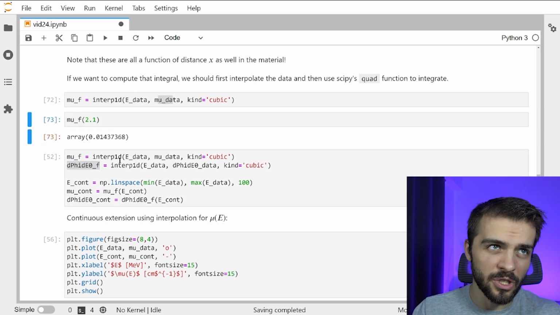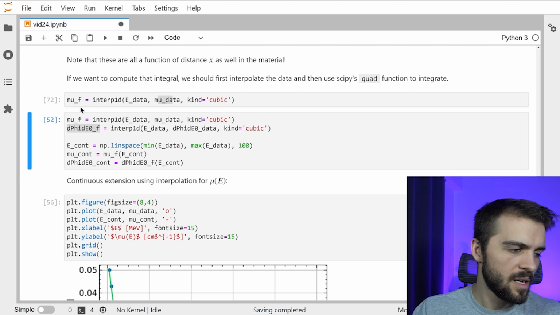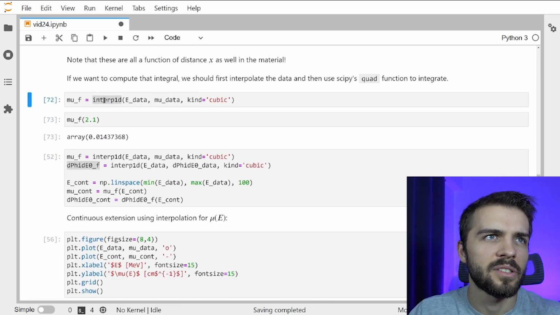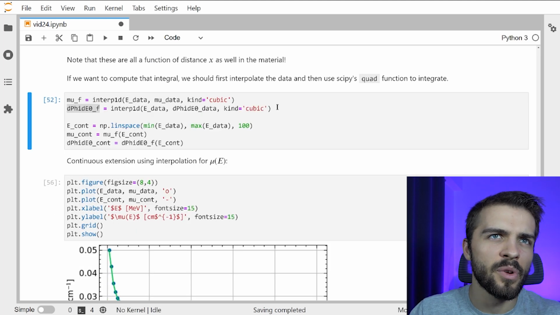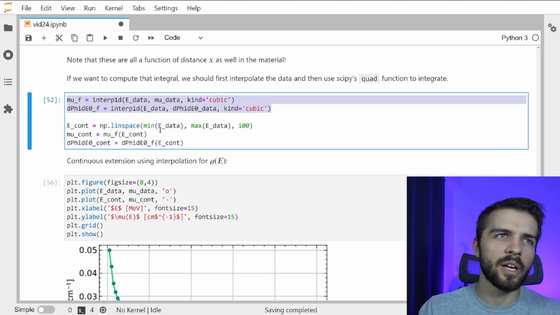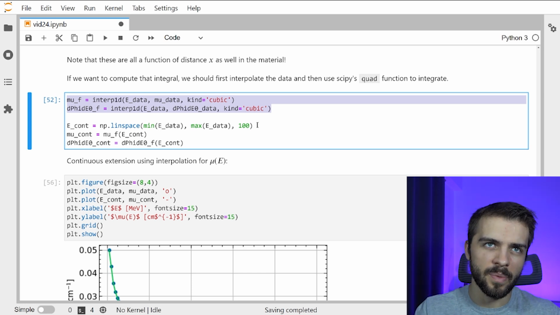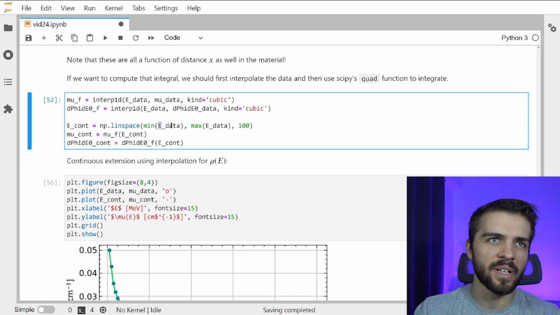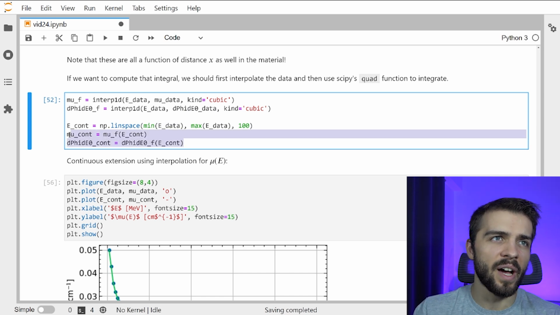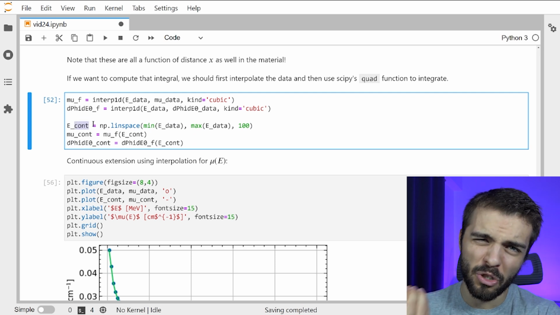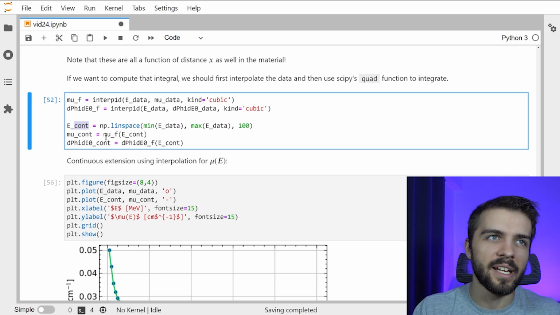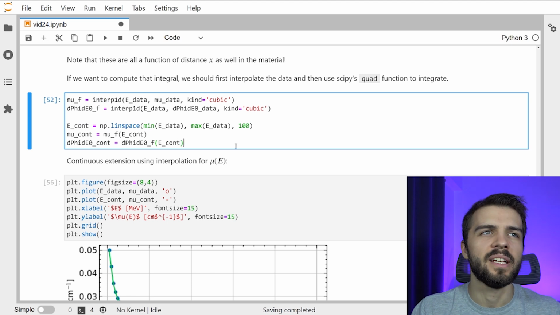So now I have these functions. Everything here, let me undo that for a sec. Just delete these cells. Everything here are functions. And then what I'm going to do is make a bunch of different values of E, which is what I do here. I take 100 different values between the min and the max energy that I'm given in the data, and I get values. So continuous is like continuous. It's not truly continuous. There are 100 data points, but it's very dense, so you have a lot of data. And I use the functions that I created using this interp1d function to get a bunch of data points.